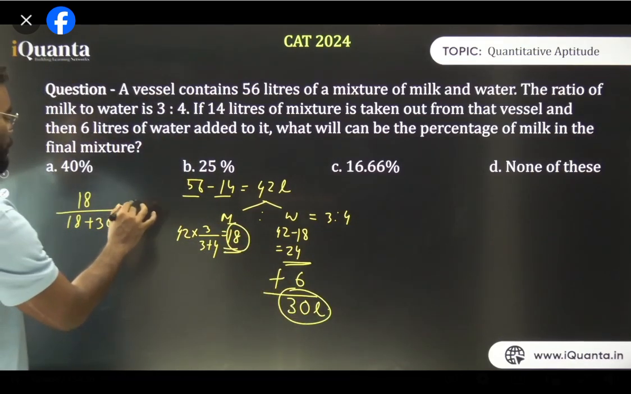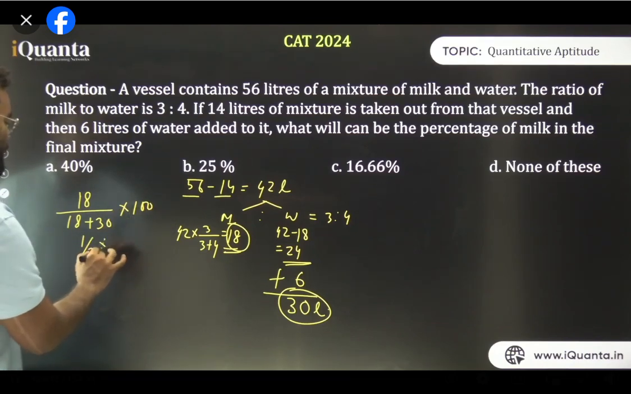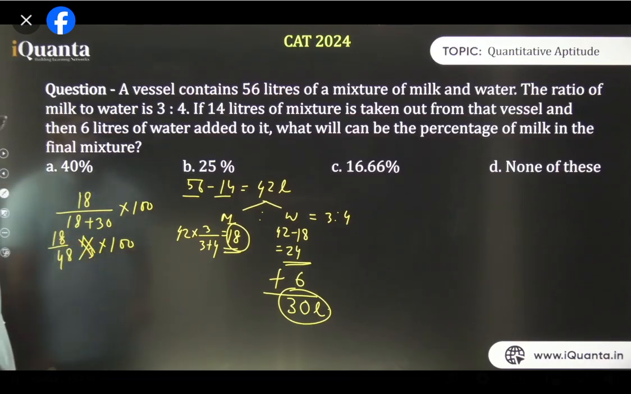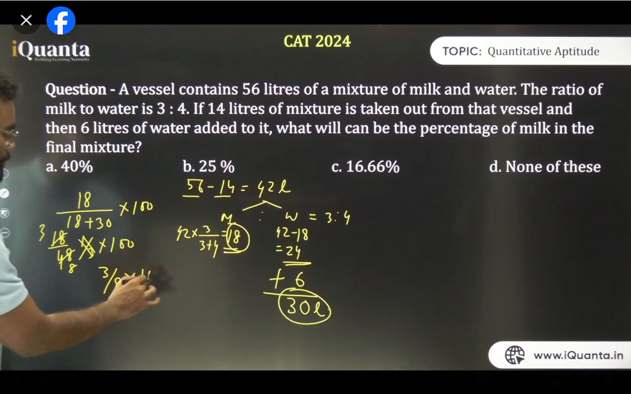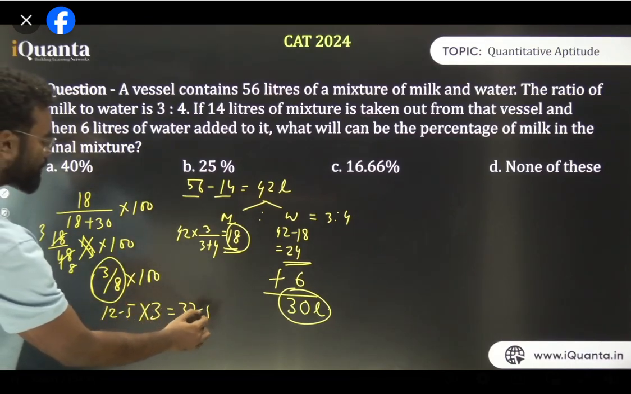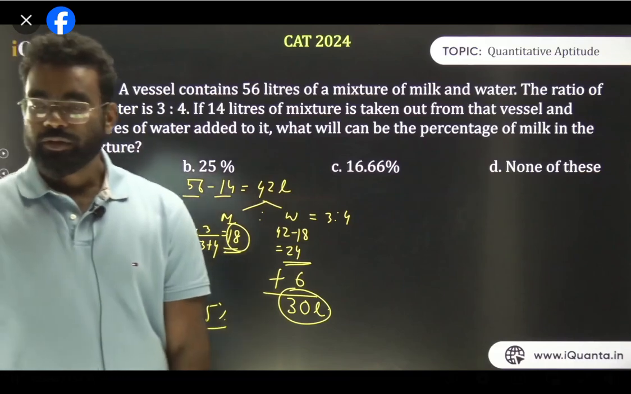And what is it in percentage? Into 100. So your answer is 18 upon 48 into 100. Now what is 18 upon 48? Dividing by 6, that is 3 upon 8 into 100. What is 1 upon 8? 12.5%. So 3 upon 8 is 3 times that, which is 37.5%. Hence this is your answer.